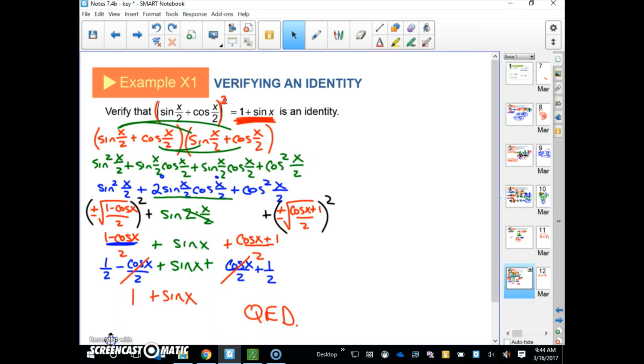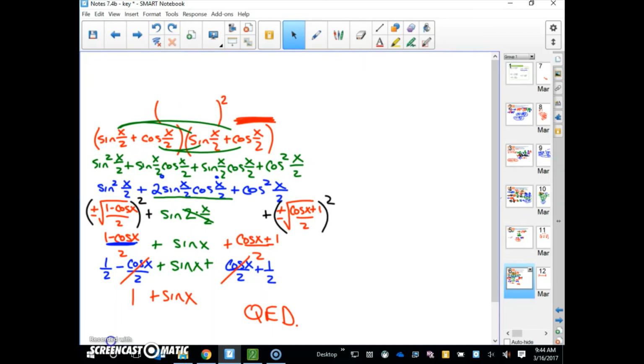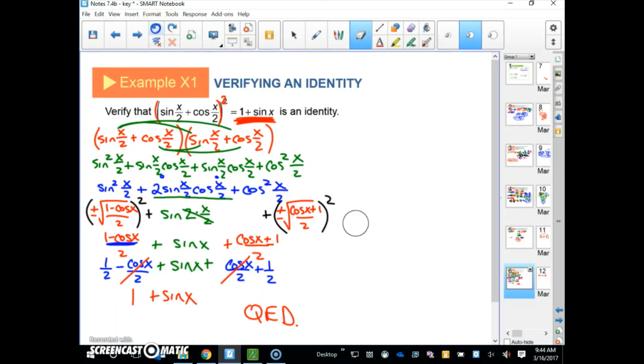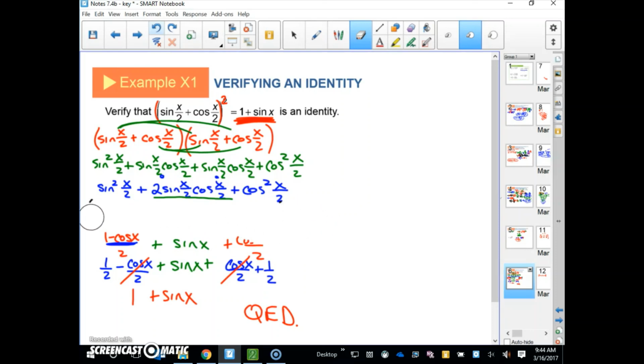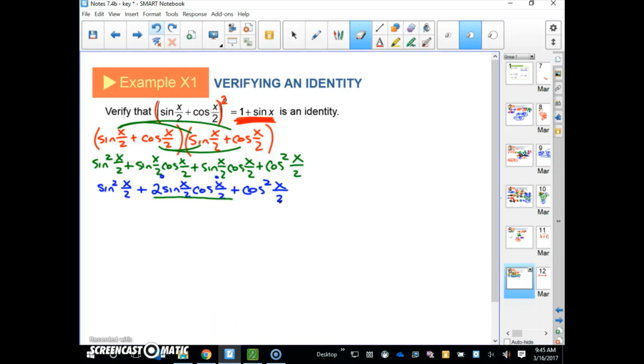So now, I'm going to show you a different way. I'm going to show you maybe an easier way, I suppose. We don't have to use those half-angle identities. So let's go back to where we were right about here. If you had noticed, this said sine squared x over 2 plus cosine squared x over 2. We know sine squared plus cosine squared equals 1. And so those two things together would equal 1.